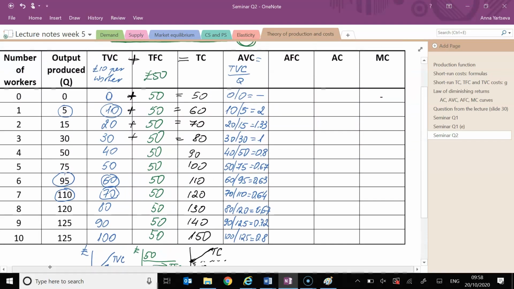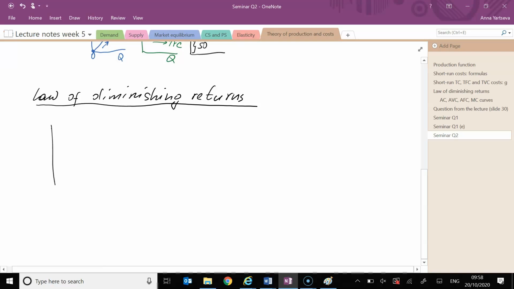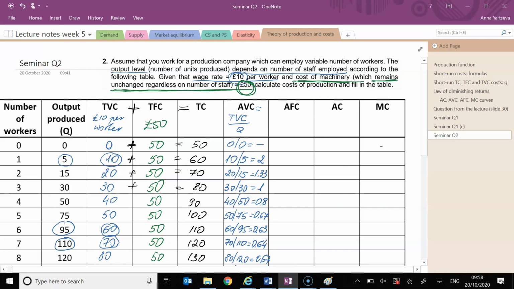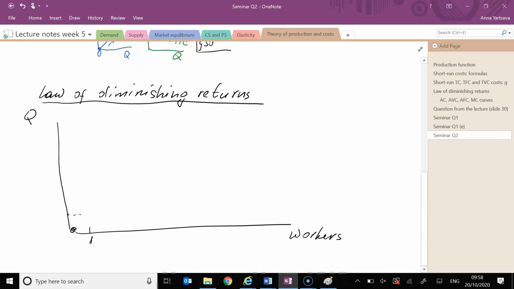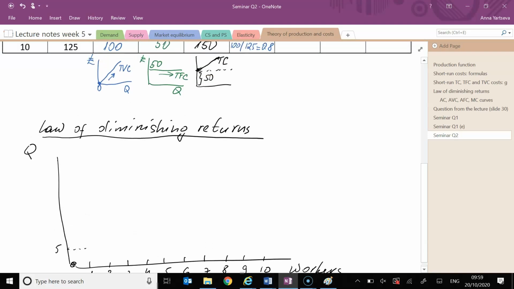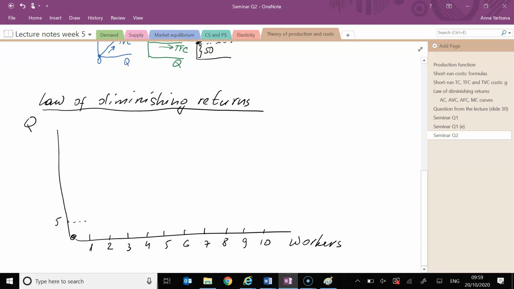For this, we are going to look at these first two columns, number of workers and number of units produced. So what we'll do, we'll plot number of workers here along horizontal axis, and output here along vertical axis. And this is probably the only graph where output will be located along vertical axis. Have a look. 0 workers, 0 output. We start at 0. 1 worker produced 5 units of output. 1 worker, 5 units. Second, third, fourth, fifth, sixth, seventh, eighth, 9, and 10 workers. These are our workers. Let's have a look how they will increase our production process.